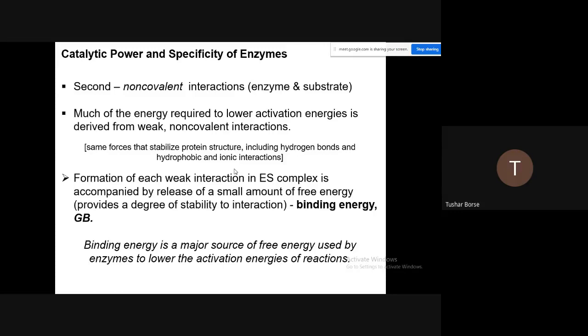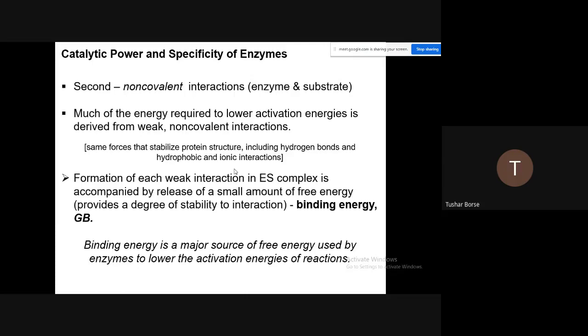Now, whenever these bonds are formed, there is a small amount of energy which is released. And this energy which is released is providing stability to the enzyme substrate complex. Right, and this energy which is released, that is called as what? The binding energy. And this binding energy is responsible for lowering the energy of activation. Okay, I think you got this point now.